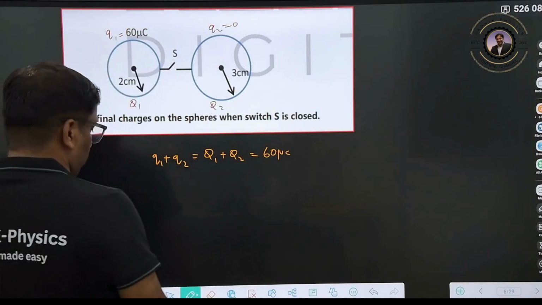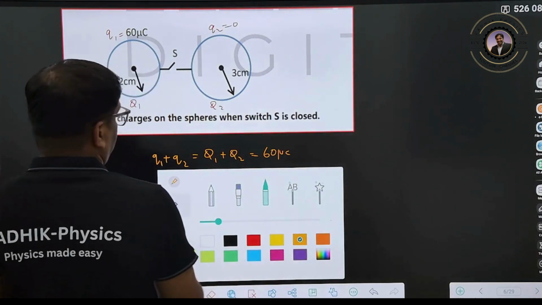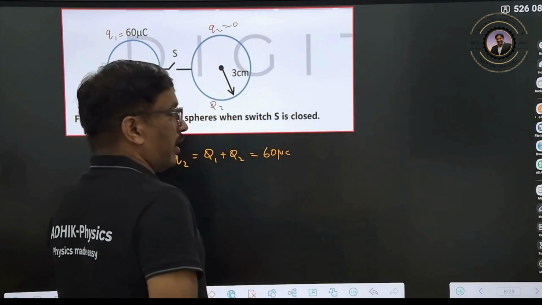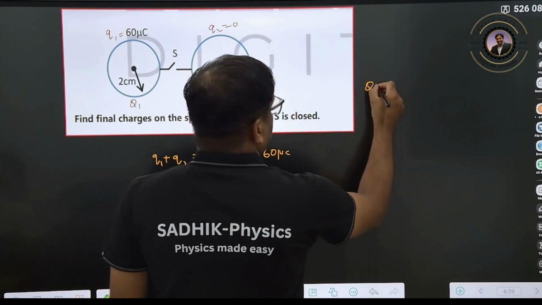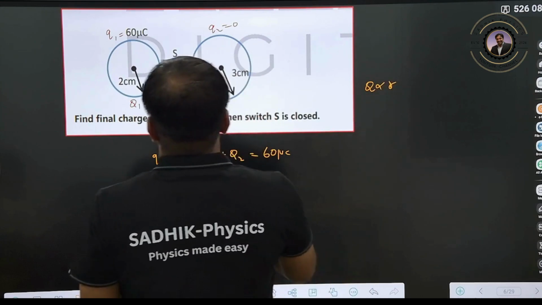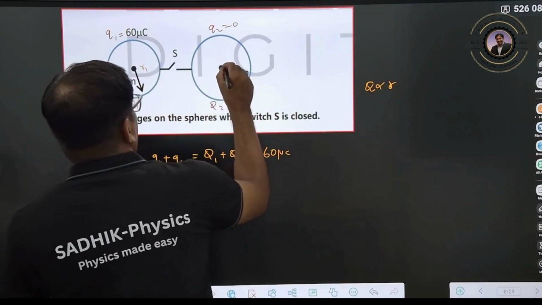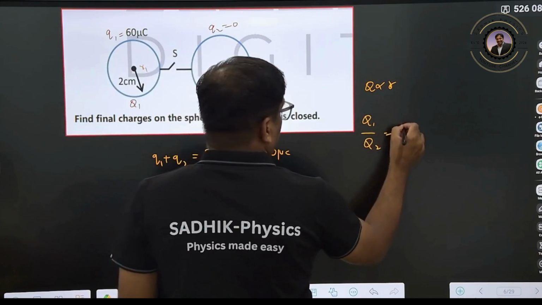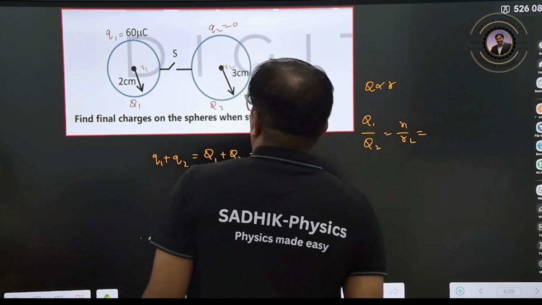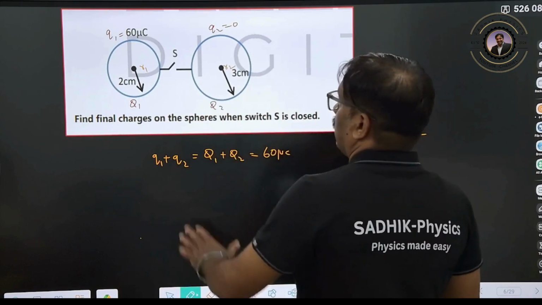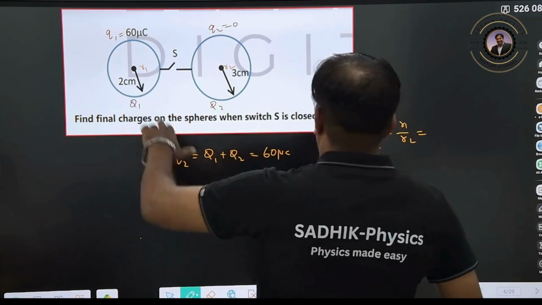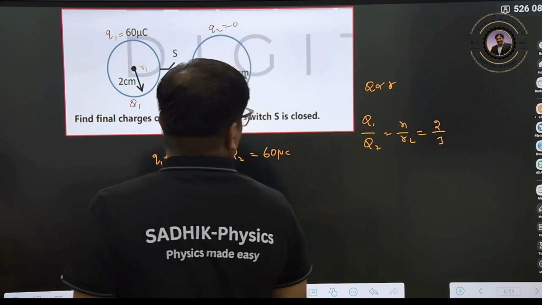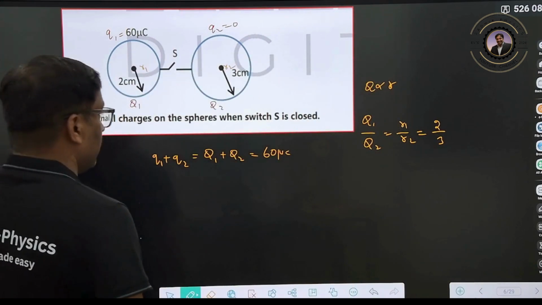So, here we know that the charge which is occupied on this one is directly proportional to the radius. Therefore, Q is directly proportional to the radius. Suppose R1 is the radius and R2 is the radius, you can write Q1 by Q2 is equal to R1 by R2. What is given now? Here R1 by R2 is nothing but 2 divided by 3. So, Q1 by Q2 should be equal to 2 divided by 3.